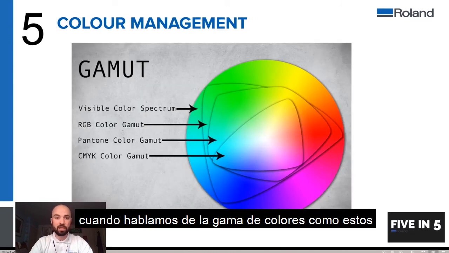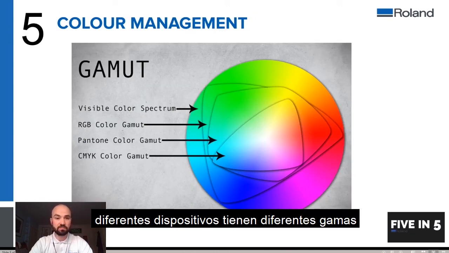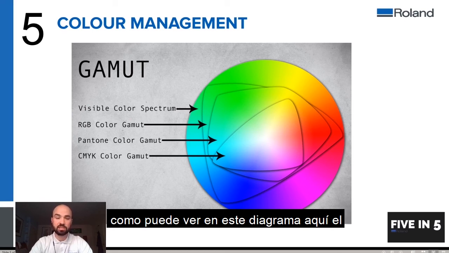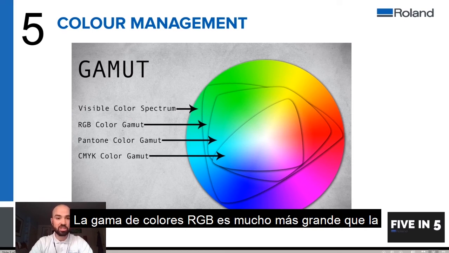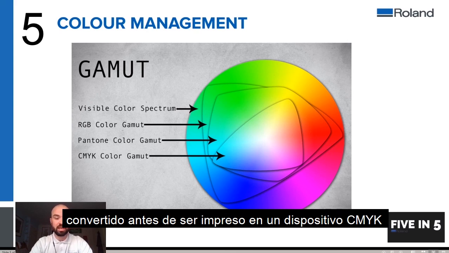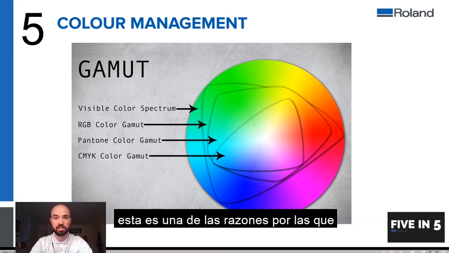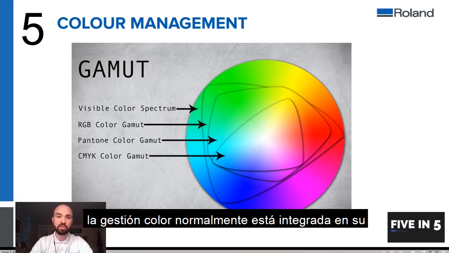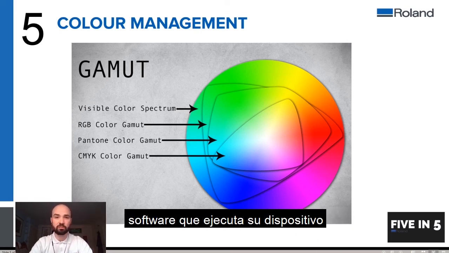When we talk about colour gamut, these different devices have different gamuts, as you can see in this diagram here. The RGB colour gamut is much larger than the CMYK colour gamut. This means that if we were going to print an RGB colour, it would need to be converted before being printed on a CMYK device. This is one of the reasons that we have colour management. And colour management is normally built into your software that runs your device.